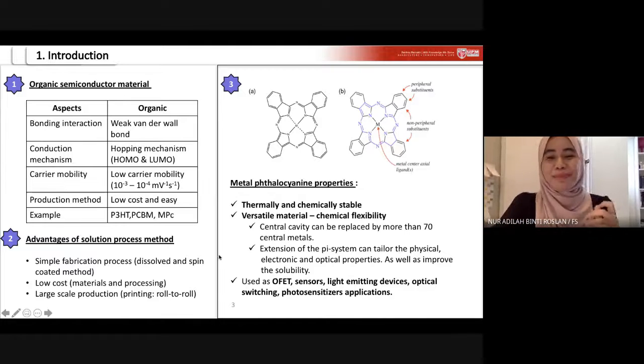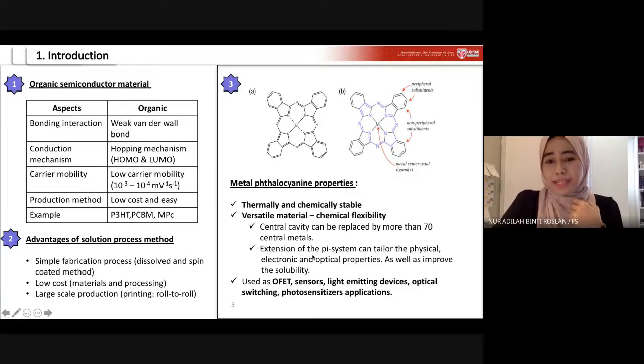The second property is that it is a versatile material in terms of chemical flexibility. What I mean by versatile is, as I mentioned just now, this central cavity can be substituted with more than 70 central metals. If we use another metal, each one of them will give different properties to the device, okay? And then the extension of the pi system can tailor the physical, electronic, and also the optical properties, as well as improve the solubility.